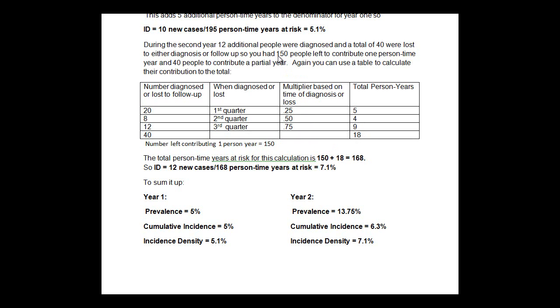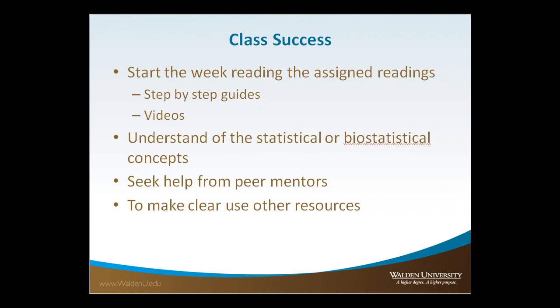So this calculation is 150 plus the 18 person years, giving us 168. We had 12 new cases in year 2, so it's 12 divided by 168, giving us an incidence density in year 2 of 7.1%. So finally, some keys to class success.